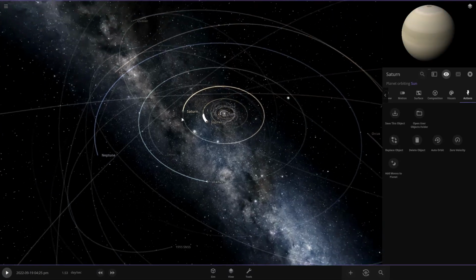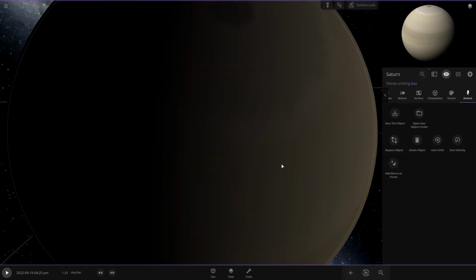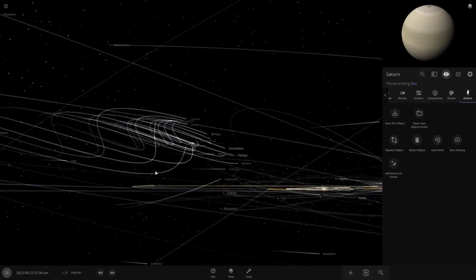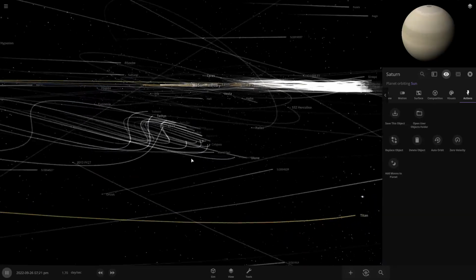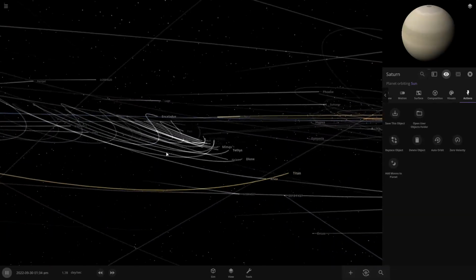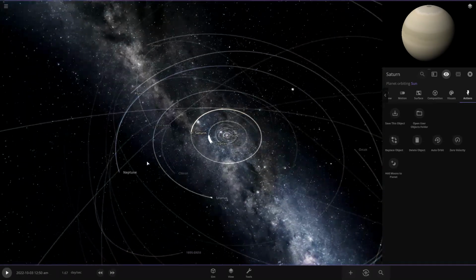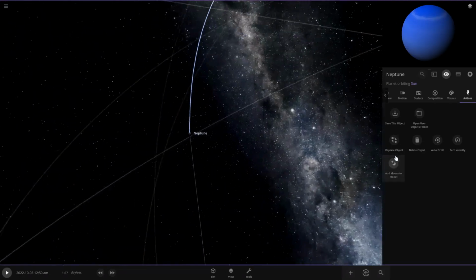But we could go to Saturn too and see. I'm pretty sure Saturn's moons are all relatively in the same plane, maybe a little bit offset, so we get a little bit of a helix. Saturn's a little bit tilted, so we get a bit of a sideways helix with its moons. And if we go to Neptune, I don't really know about Neptune.